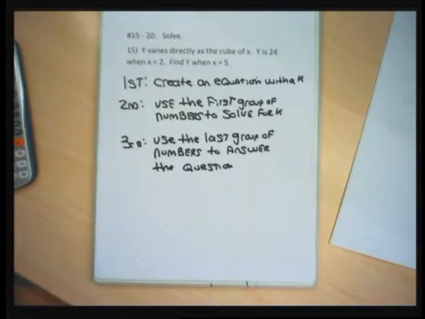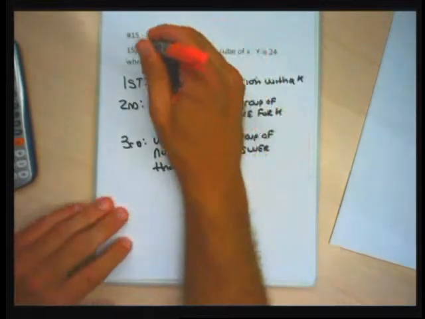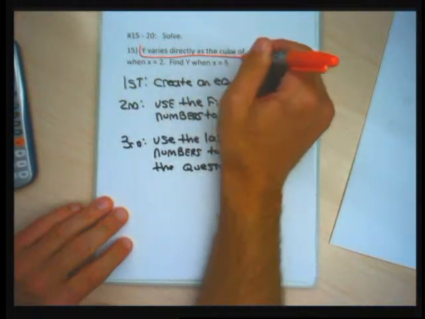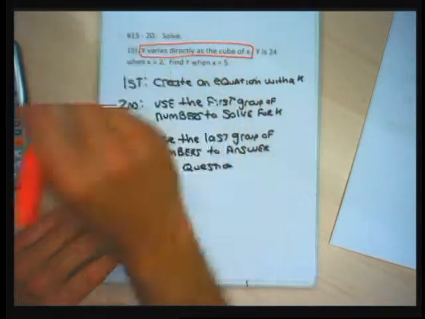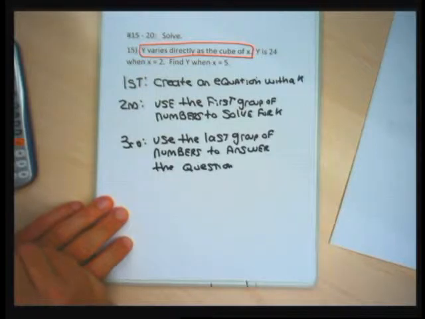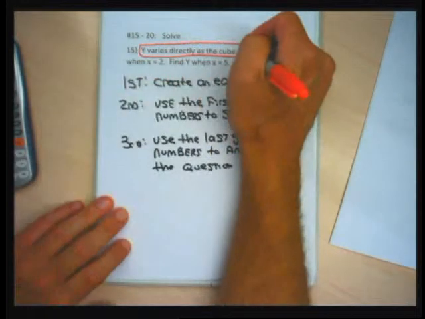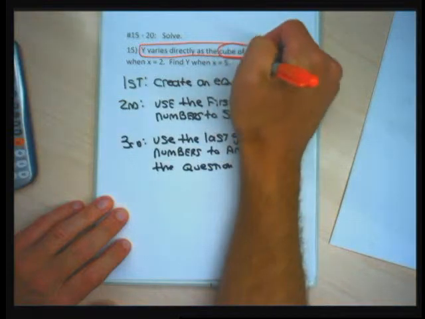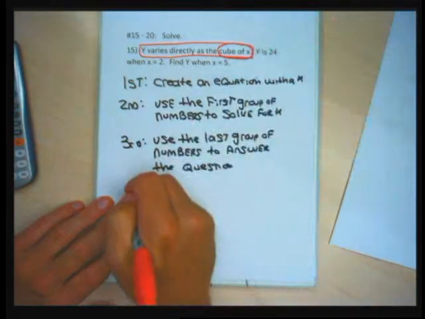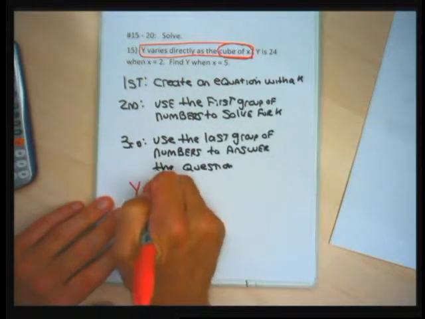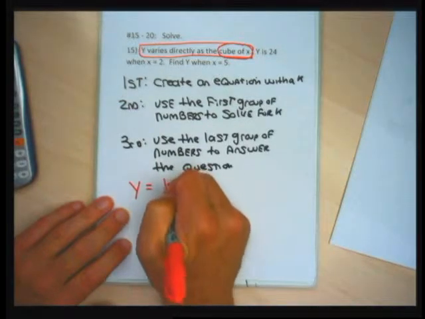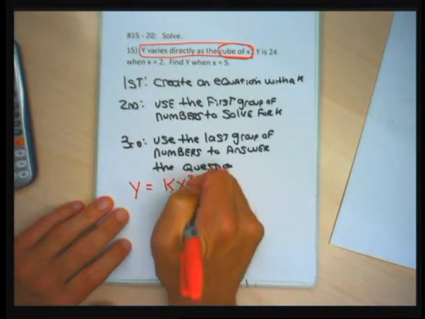So, first thing I see in problem 15 is y varies directly as the cube of x. So I'm going to create an equation for that. Varies directly means multiply, only one letter after the k, and after the k I need a cube of x, which is an exponent of 3. So my step 1 for this is going to give me y equals k times x cubed.